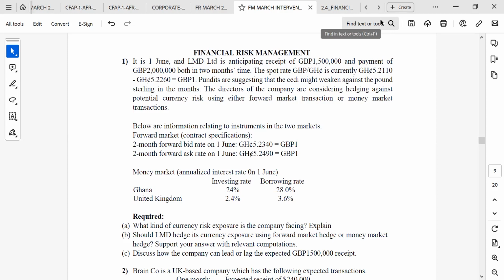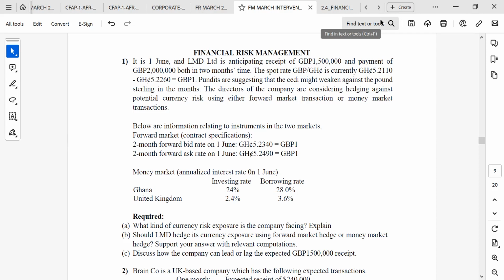So the question now is, they are asking whether they should hedge the currency exposure using forward market hedge or money market hedge. Support your answer with relevant computations. The forward market is a situation where the company, LMD Limited, will go into an agreement with a bank that, okay, I'm going to be paying £500,000 in 2 months' time, so I want you to give me an exchange rate today that will be applicable in 2 months' time for the fixed amount. That is what we call the forward contract, or the forward exchange contract, or the forward agreement contract, anyhow you call it.